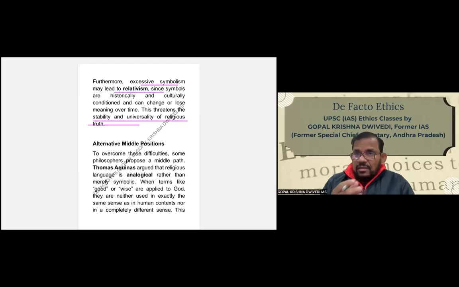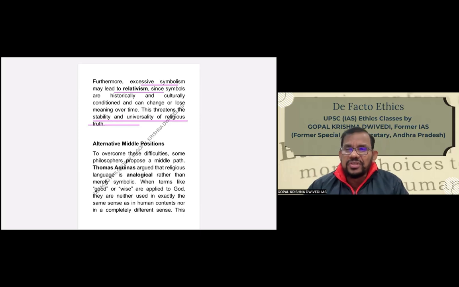Now, one view we have seen for the symbolic nature of religious language, another view we have seen against. Now, what are the middle positions? There are some philosophers who have given middle positions also. Because the question is whether religious language is symbolic, so, for and against, and then let us see the middle position. What is the middle position? Thomas Aquinas has come up with the analogical theory. He says that religious language is analogical rather than symbolic.